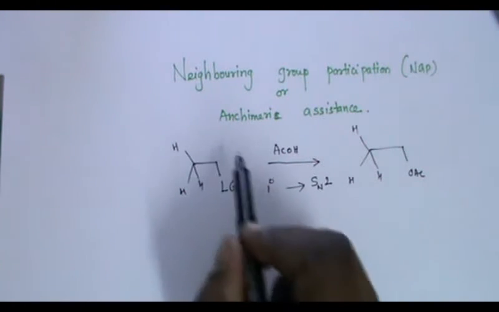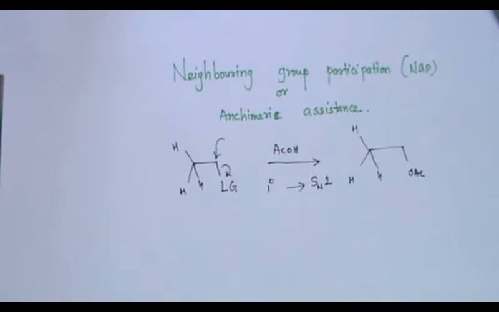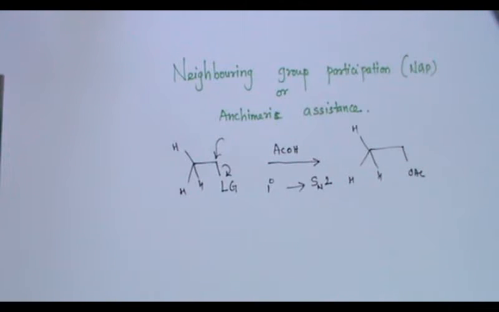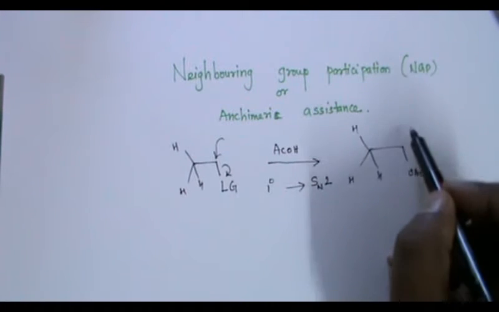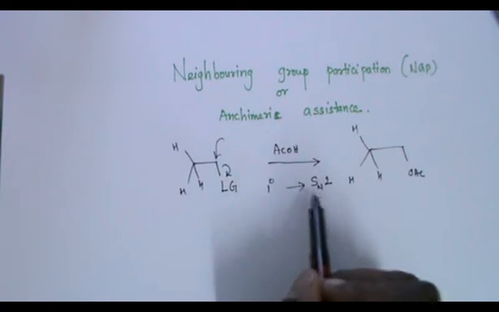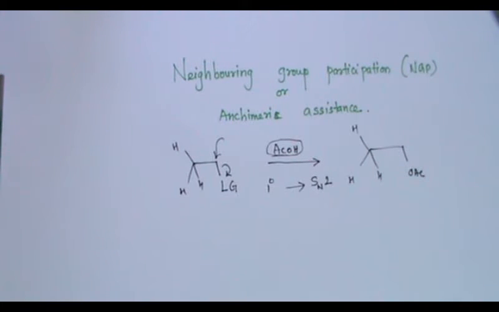That means the nucleophile has to attack from the backside and it has to go like this. Since it is primary, I didn't mention it here. If it is tertiary, then the OAc should be on the other side. So basically it is backside attack. Generally for SN2, acetic acid is not a good nucleophile. For SN2, we need a strong nucleophile.